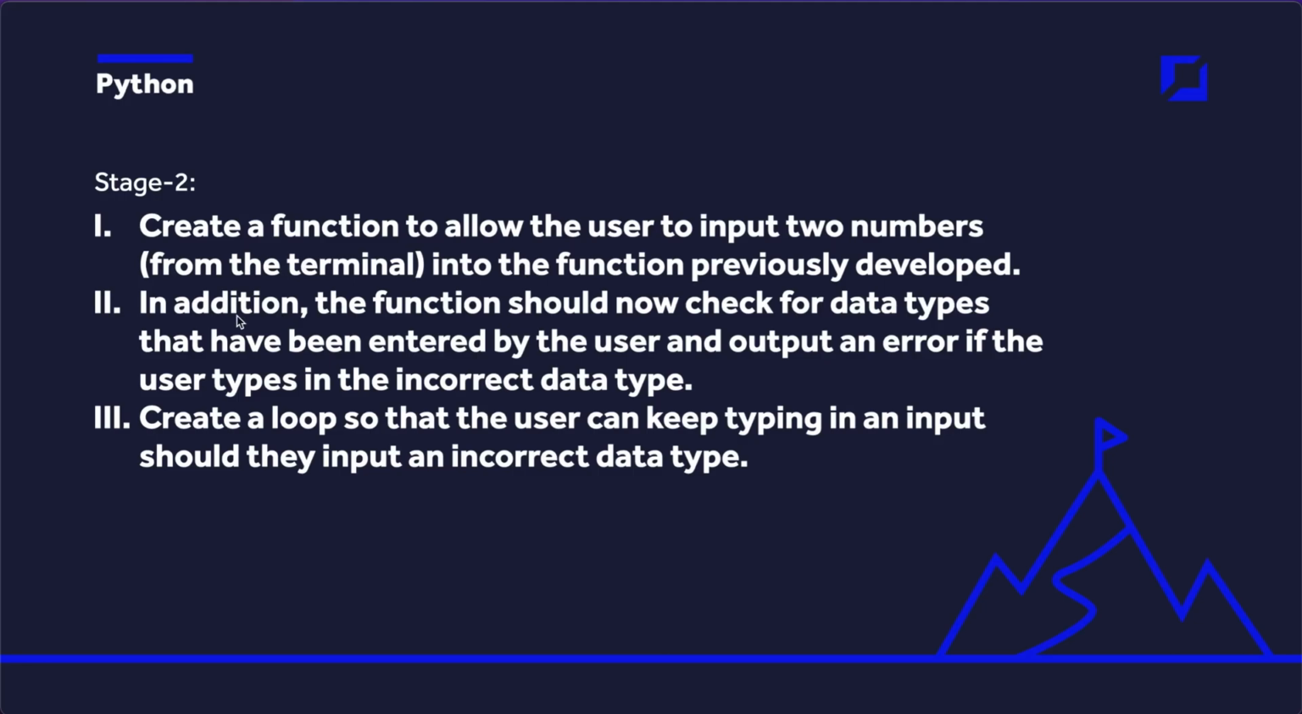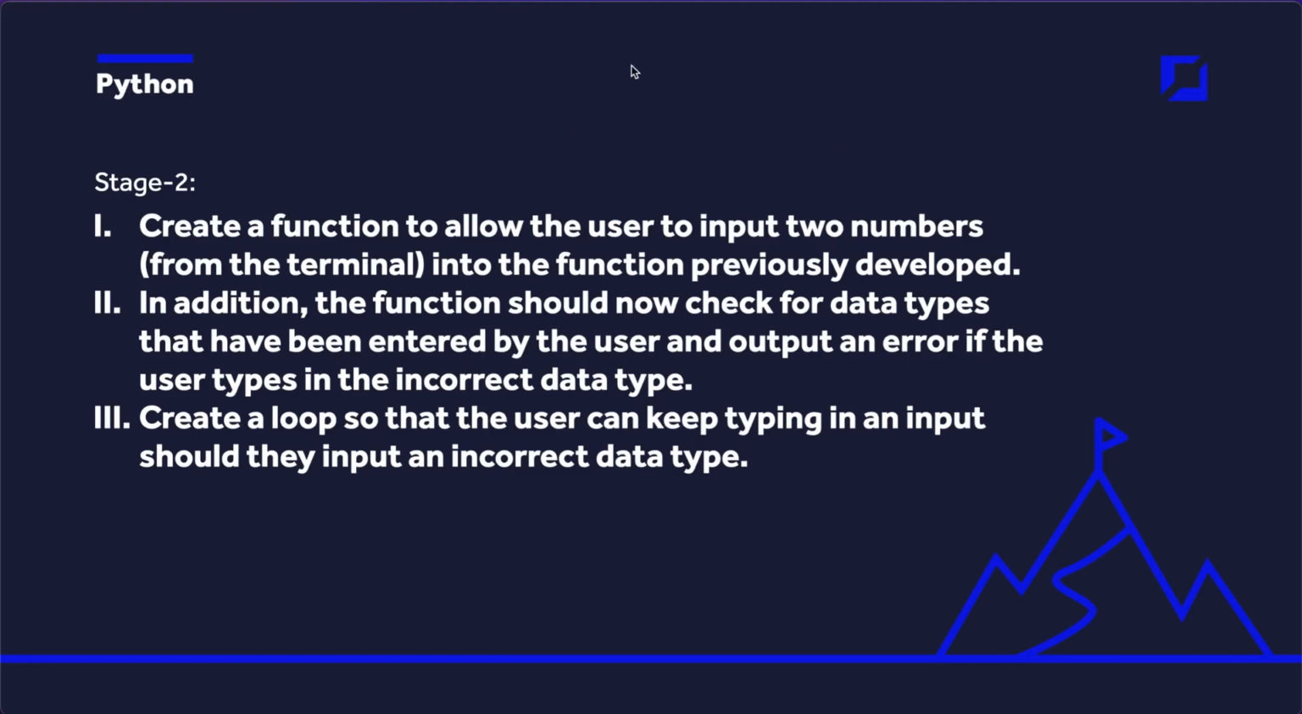Yep, so this time, not only is it going to return the numbers, but in addition, we need to create a new function maybe that will now check for the data types that have been entered. Because, of course, the user could type in the letter D or the letter A, and obviously we can't calculate that. So we need some way of capturing that, and then we're going to output that to the user and tell them that's the incorrect data type. Now, what we want to do here is we don't want to take the user out of the program. We want to keep the user in the program, so we need to create a loop so that the user can keep typing in an input should they input an incorrect data type.